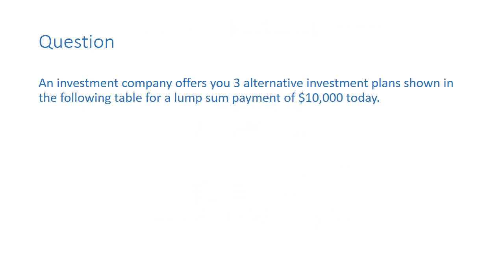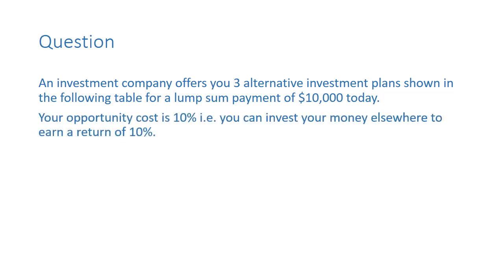An investment company offers you 3 alternative investment plans, shown in the following table, for a lump sum payment of 10K today. Your opportunity cost is 10%. For example, you can invest your money elsewhere to earn a return of 10%.